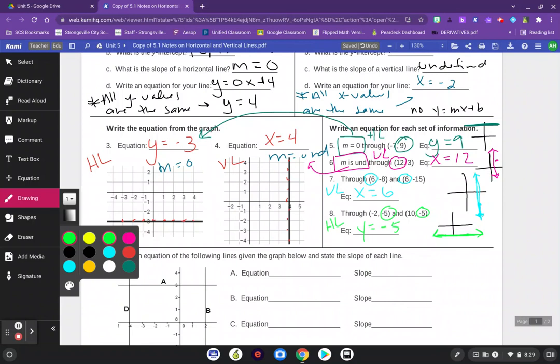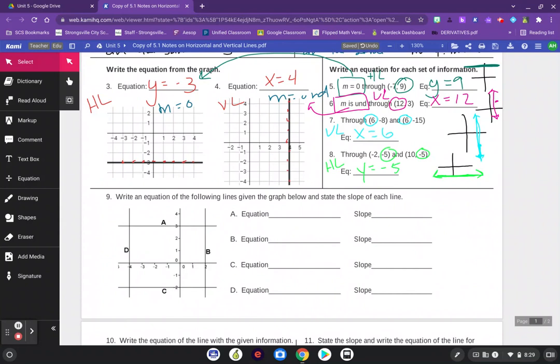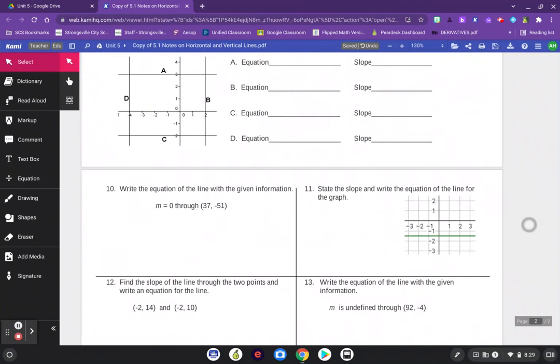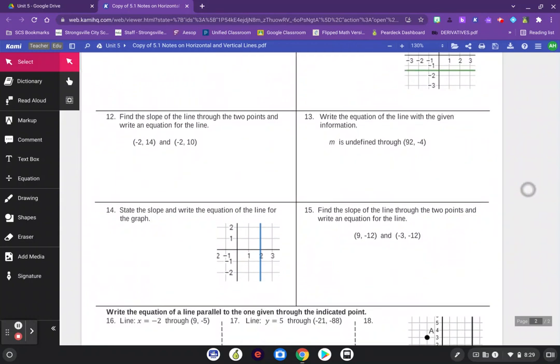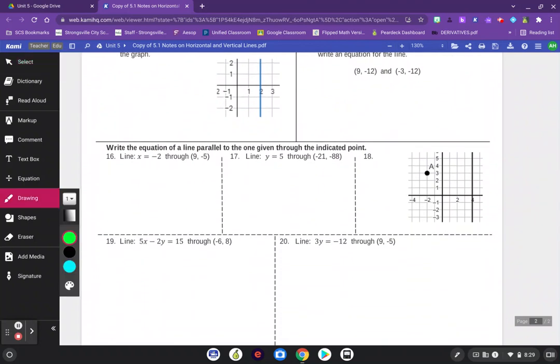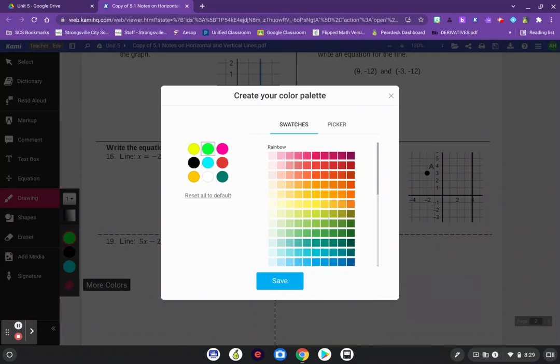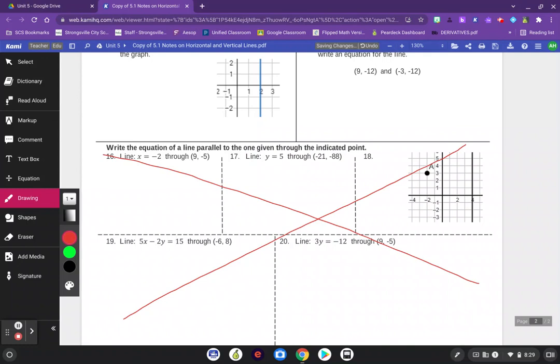So at this point, your job is going to be to work on problem number 9. Writing an equation for each of those lines and stating what the slope is. As we flip over on the back, again, you are given some direction. Either you're given the slope in a point, you're given the graph, you're given 2 points, and you're going to write the equation of those lines. You do not need to worry about doing 16 through 20. We're not ready for that. So your job would just be to finish through 15.